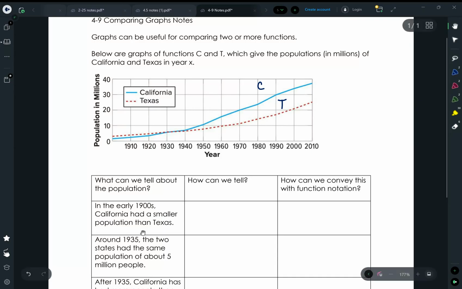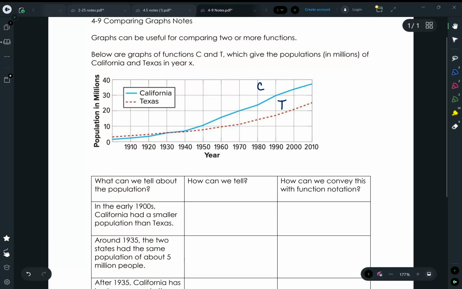So the first statement says in the early 1900s, California had a smaller population than Texas. Your book is actually referring to exactly 1900 when they say that, which is kind of interesting. I always think of early 1900s as 1900, 1910, 1920, but they're going to talk about exactly 1900. So if I look at 1900 specifically, the California line is down here and the Texas line is above that.